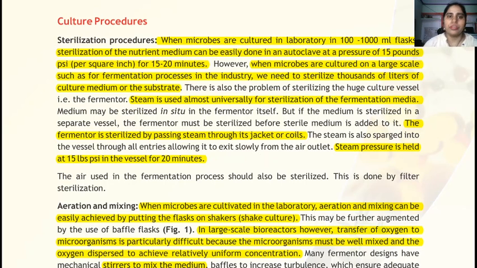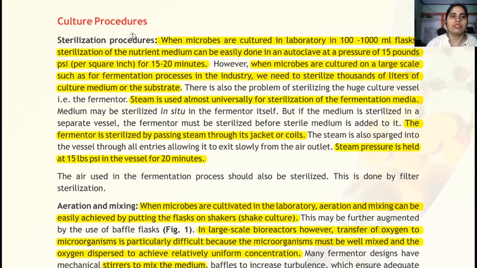Media sterilization is a very important step, because if you do not sterilize the media properly, unwanted growth of bacteria or other microbes takes place, meaning microbes that you do not require will grow. Clear? So that's why we are going to sterilize the media very well.